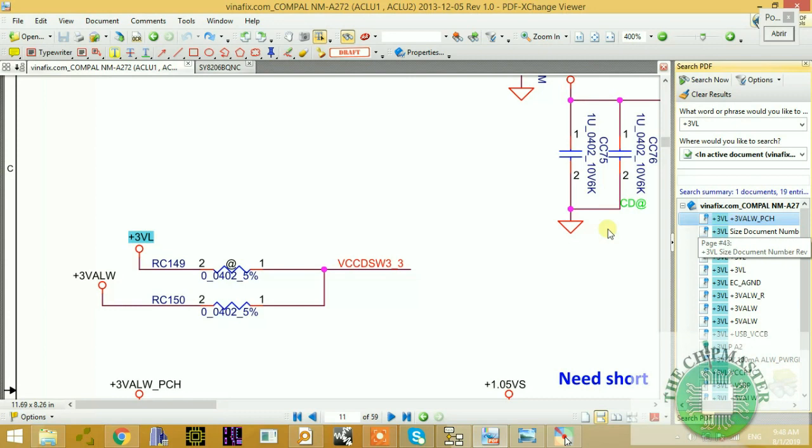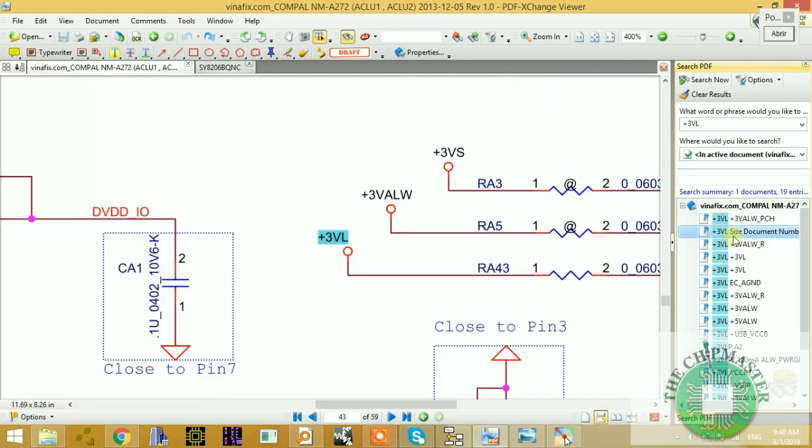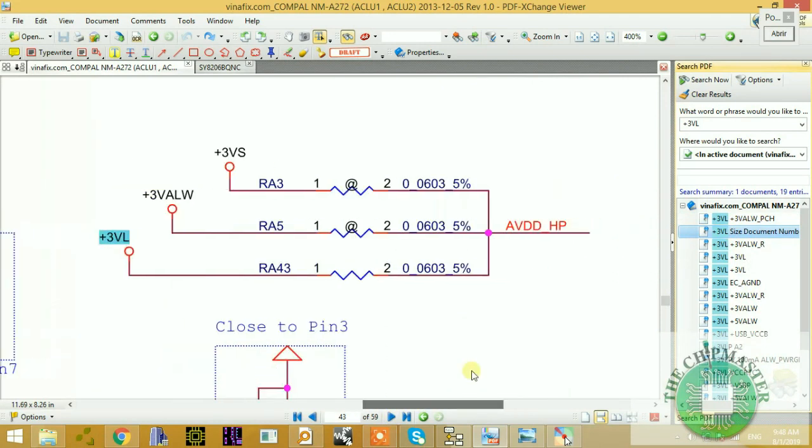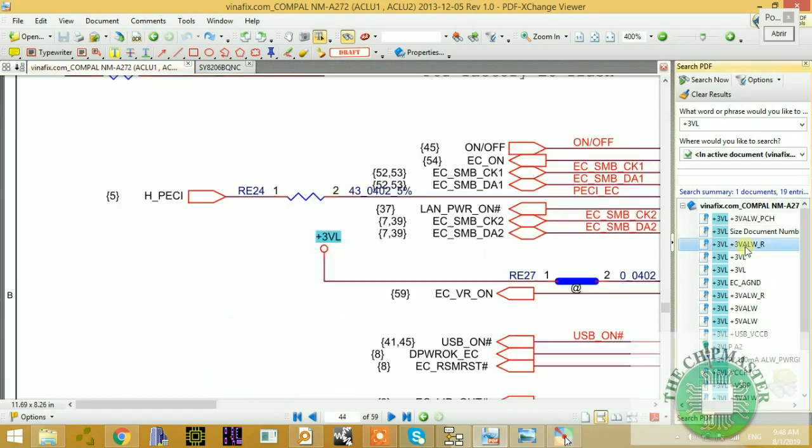Now as you can see, this is going to power the VCC. This is a deep sleep well 3.3. It's going to so many places, as you can see. AD VDD, this is for the headphone, this is the analog power supply for the sound card. That's in my interface class. I'll explain about the sound card. That's paid videos rather.